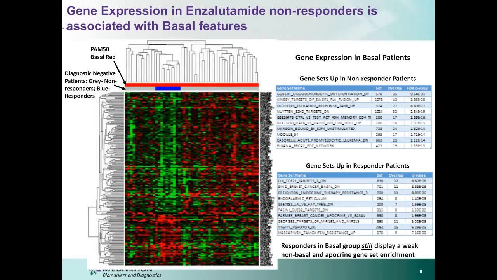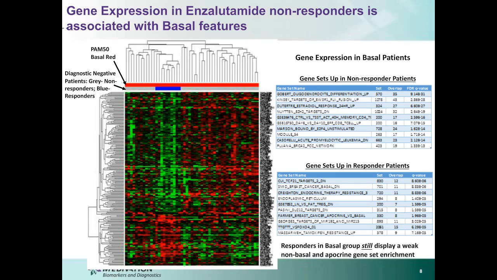When we limit this analysis down to just those that are basal-like to try to produce the most homogeneous population that we can, we remove many of the responsive cases. In fact, only 6 or 7 responders show up within this group of basal-like cases.